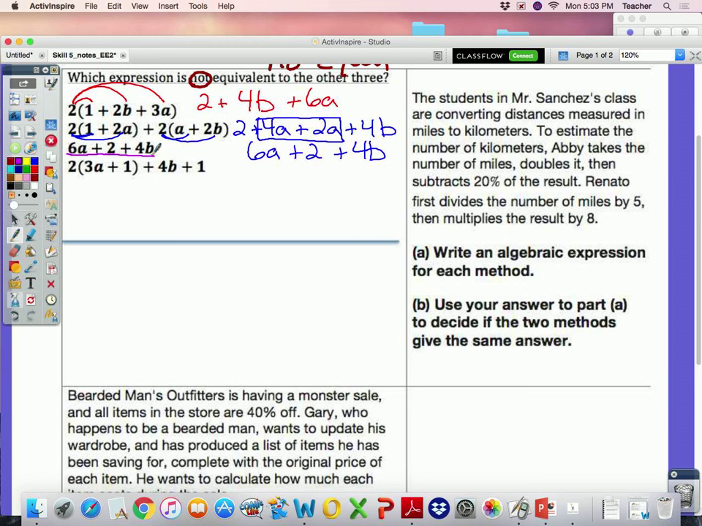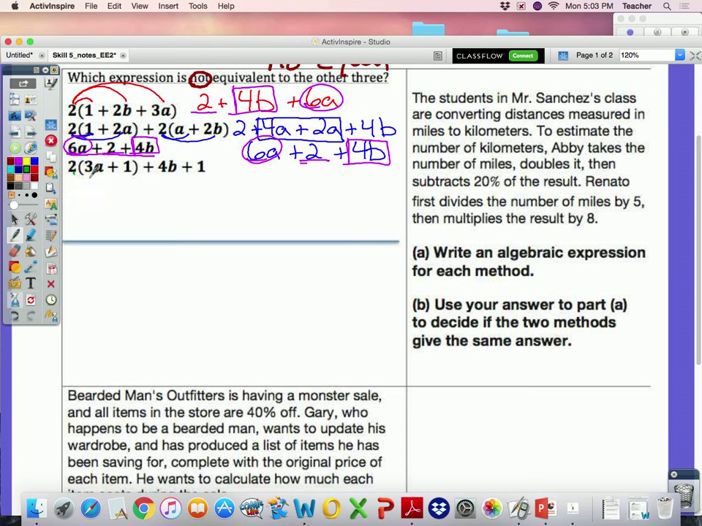So now let's start looking at our question again. Which one is not equivalent? So let's look at our 3 answers right now. So this one has a 2, this one has a 2, this one has a 2. Okay. This one has a 6a. This one has a 6a. This one has a 6a. 4b, 4b, 4b. So right now the first 3 are equivalent to each other. So if it says which expression is not equivalent, what could we guess right now? Yeah, it's probably the 4th one, but because we have the time, let's make sure we're right.